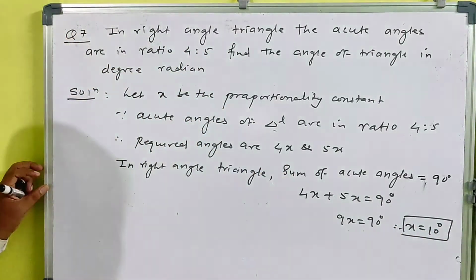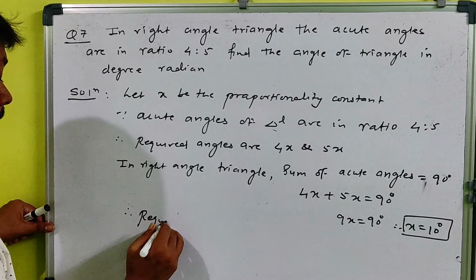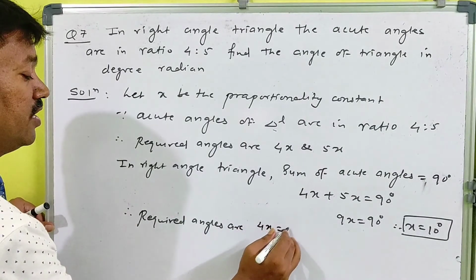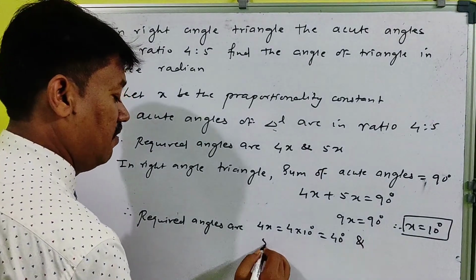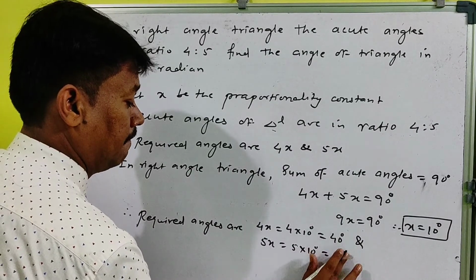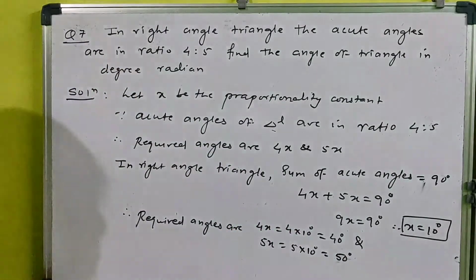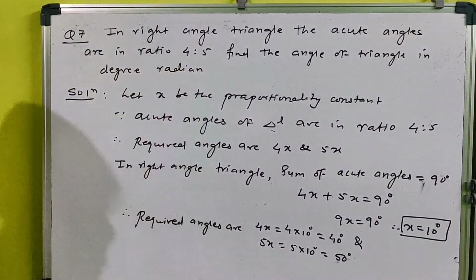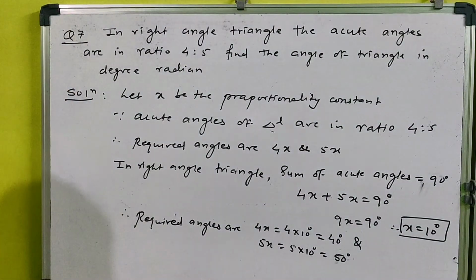Therefore the required angles are 4x, that is 4 into 10, 40 degrees, and 5x, 5 into 10, that is 50 degrees. So 4x is 40 degrees, 5x is 50 degrees. That is the required measure. Now we have to find the same angles in degrees as well as radians. So we have to calculate the radian measure of 40 degrees and of 50 degrees.